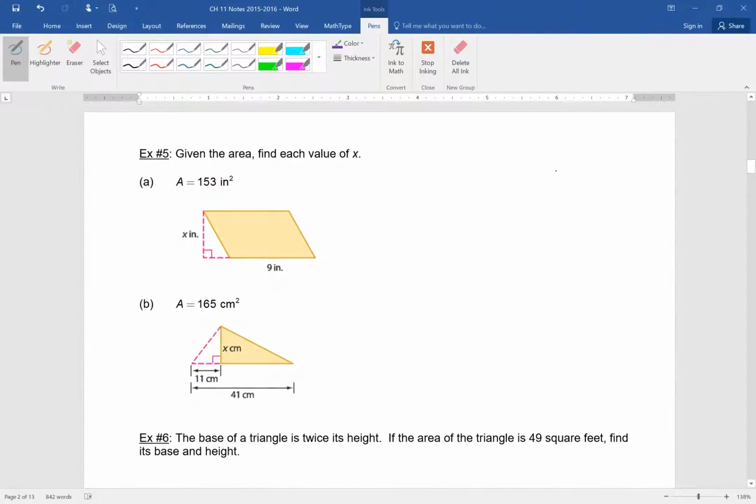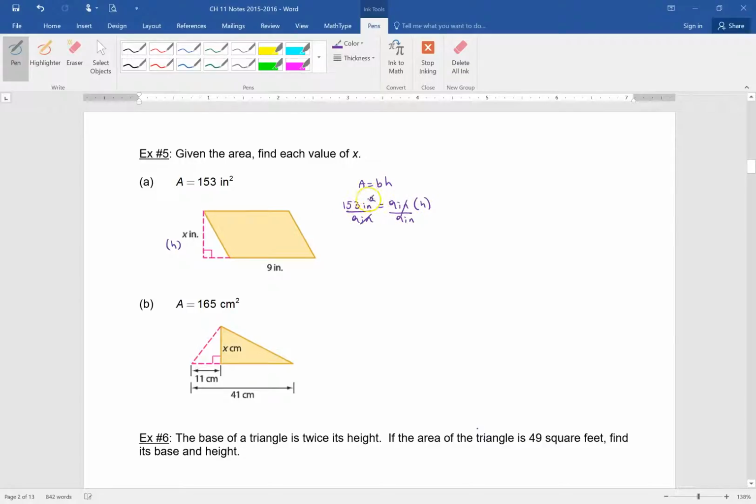All right. Most of the time, you're going to be given the area, and you need to find the different values. So in this case, we're looking for x. X is the height. You always start with the formula. This is a parallelogram, so the formula is area equals base times height, and you substitute everything that you have. So in this case, we have that the area, 153 inches squared, is equal to the base times the height. You divide both sides by 9 inches.